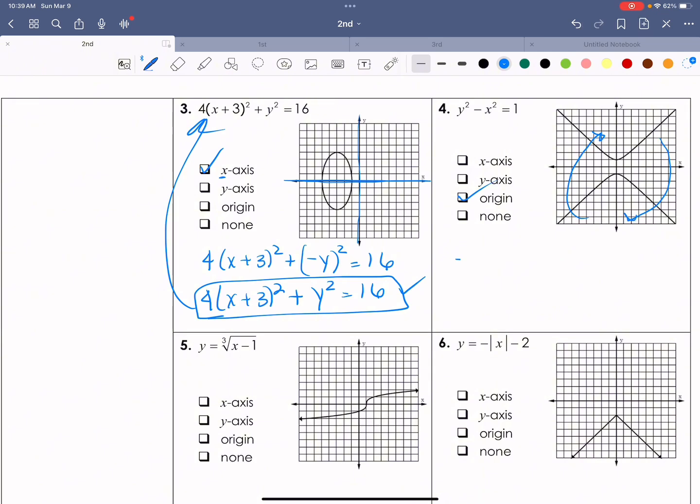So I would rewrite the original equation as negative y squared minus negative x squared equals 1, and then simplify. Negative y squared makes just positive y squared. Negative x squared makes positive x squared. And this does match my original.